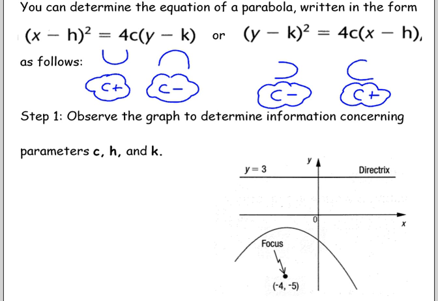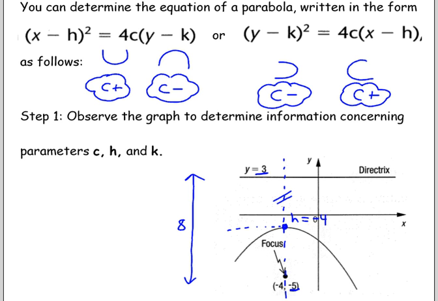So we know the focus here is (-4, 5). Okay, so you know that your vertex is on the same vertical line, so your h will be equal to negative 4. So we got h. Now to find our k, we know that the distance between this, positive 3, and this, negative 5, is a distance of 8 altogether.